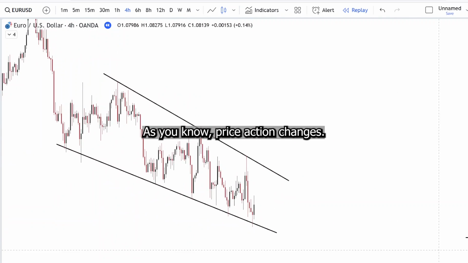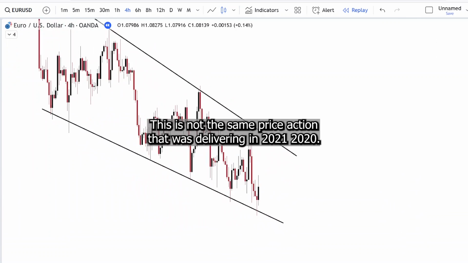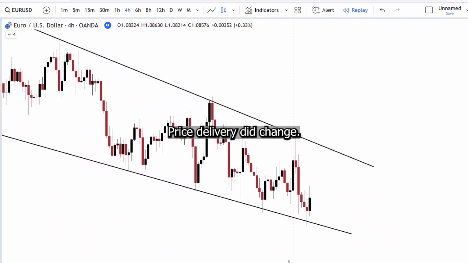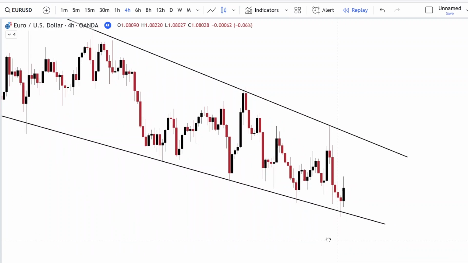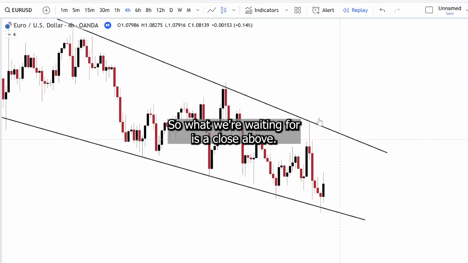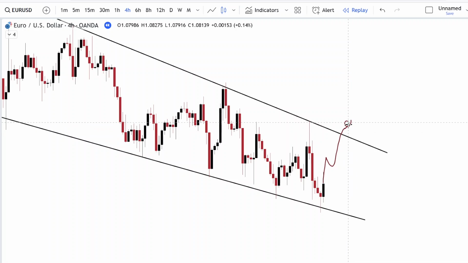As you know, price action changes. This is not the same price action that was delivering in 2021, 2020. Price delivery did change. So now we confirmed why we're using the 4 hour. So what we're waiting for is a close above. So we're waiting for price to close above this range and either come back in and close below, or we would look for a significant shelf and trade the breakout.